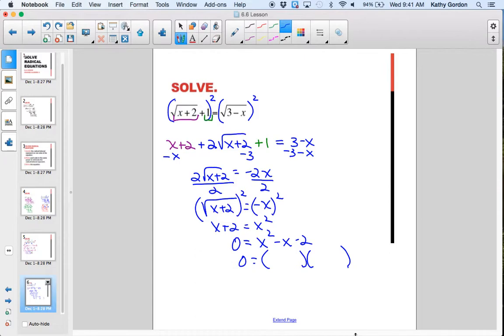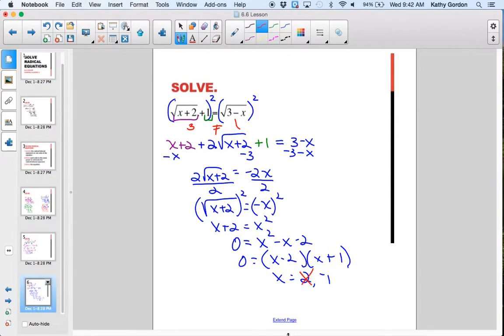What are my factors? X minus 2, x plus 1. So possibilities for x: x minus 2. So if I put 2 back in, always make sure you go back to the original in case you made any mistakes along any of your steps. So 2 back in here. 2 plus 2, 4. Square root of 4, 2, plus 1, 3. Put 2 in here. 3 minus 2, 1, square root of 1, 1. Wow, that didn't even come close, did it? Okay, so 2 is out.